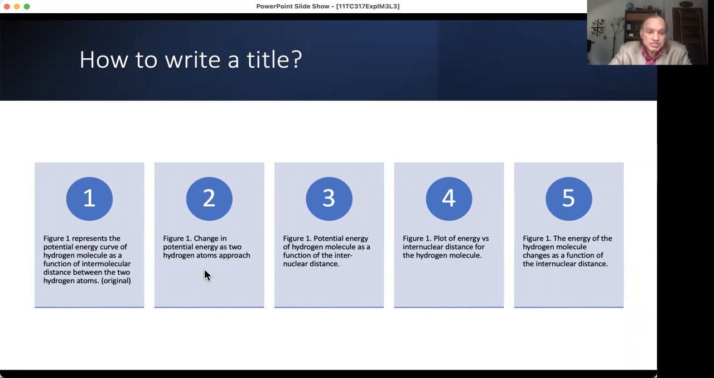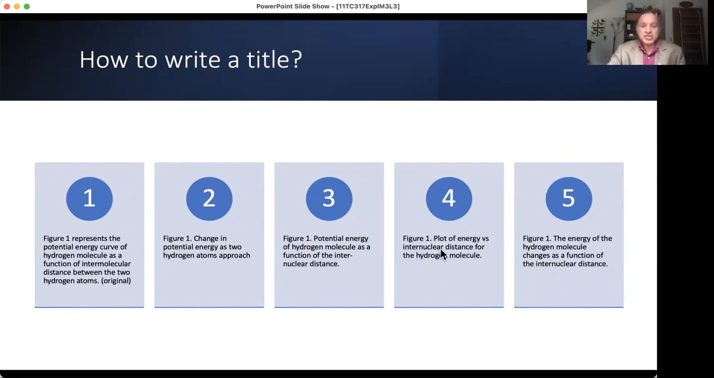And then this is very brief, if you don't have much space and you really have to crunch, and it still has all the essential information that you're looking for. Change in potential energy as two hydrogen atoms approach. Potential energy of hydrogen molecule as a function of the internuclear distance. This is slightly more elaborate, with a few more words in it. You need to pick what you like out of these different flavors I've created here.